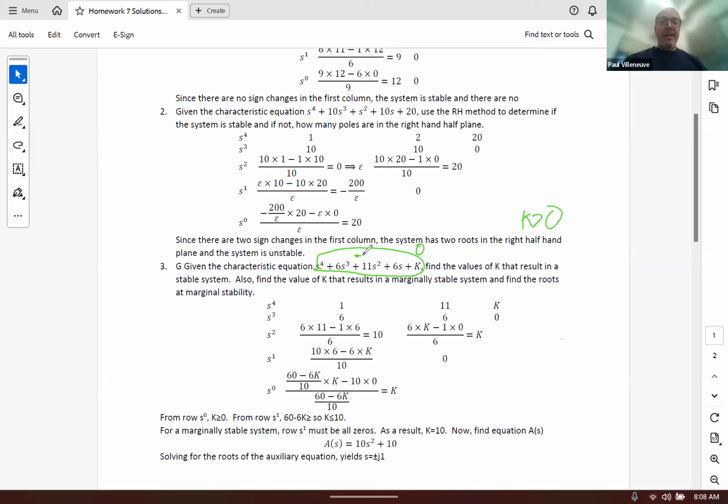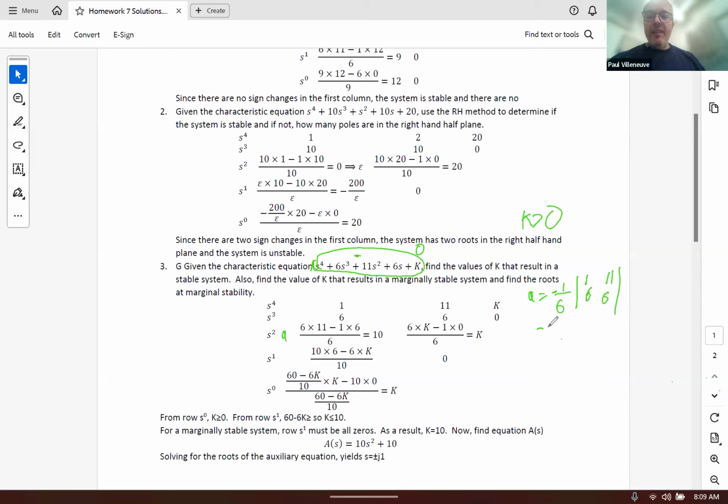All right, so grab my coefficients, the ones from here. The 6 goes in row S^3 because we skip. Then we have 11, 6, and then K. All right. So now we start building my determinant. I'll call this A. It's -1 over the element right above, 6, times the determinant of 1, 6, 11, and 6, correct?